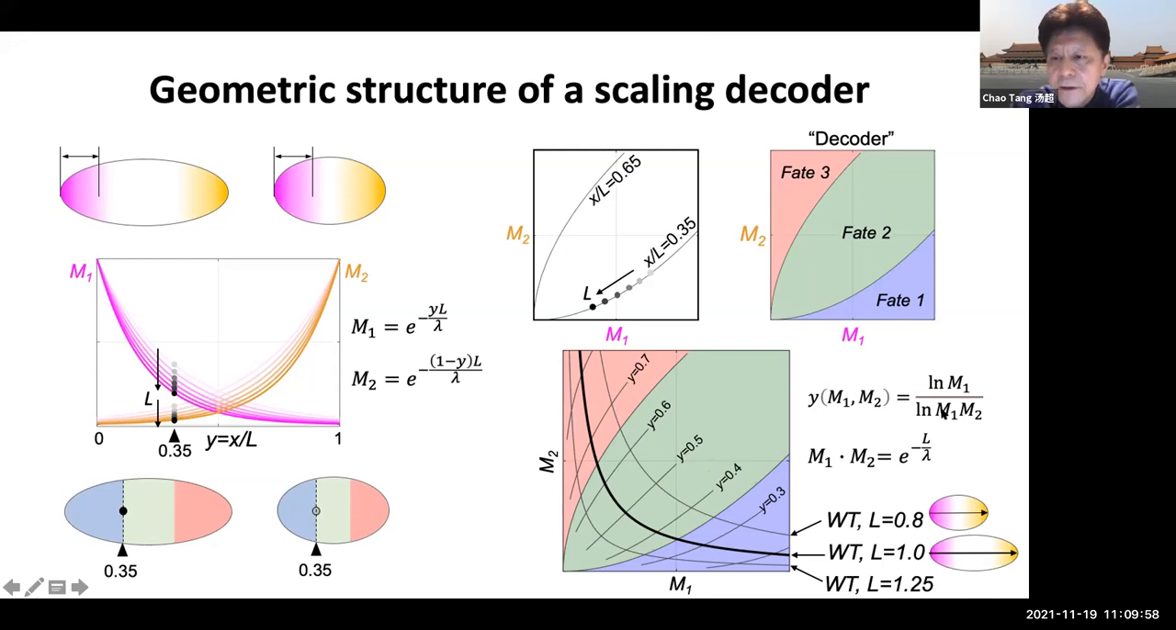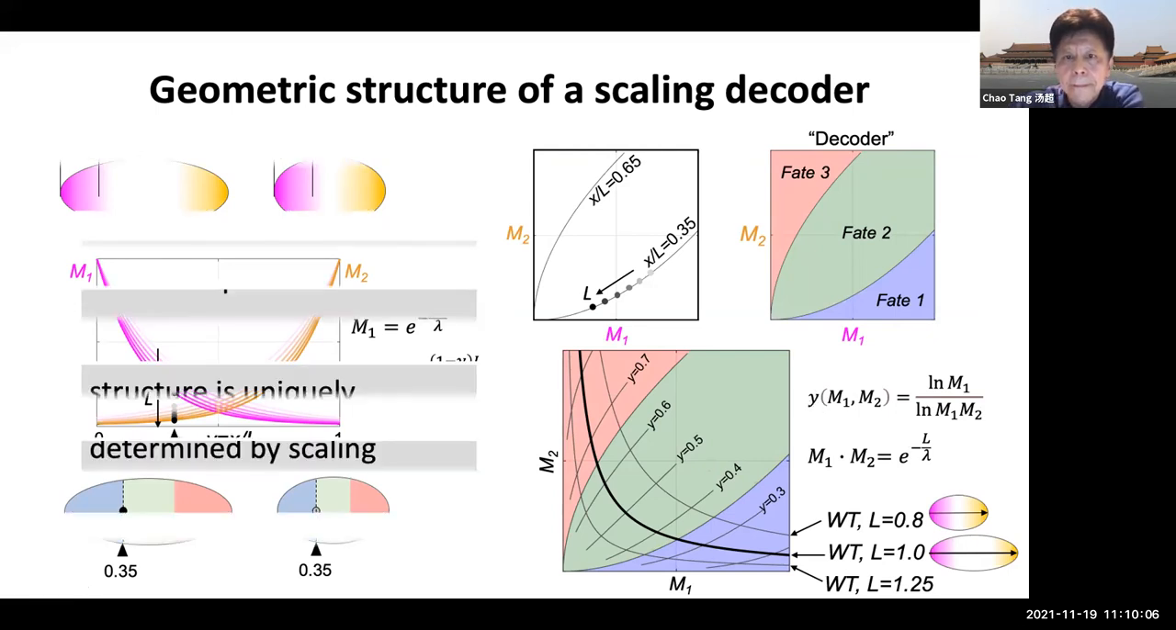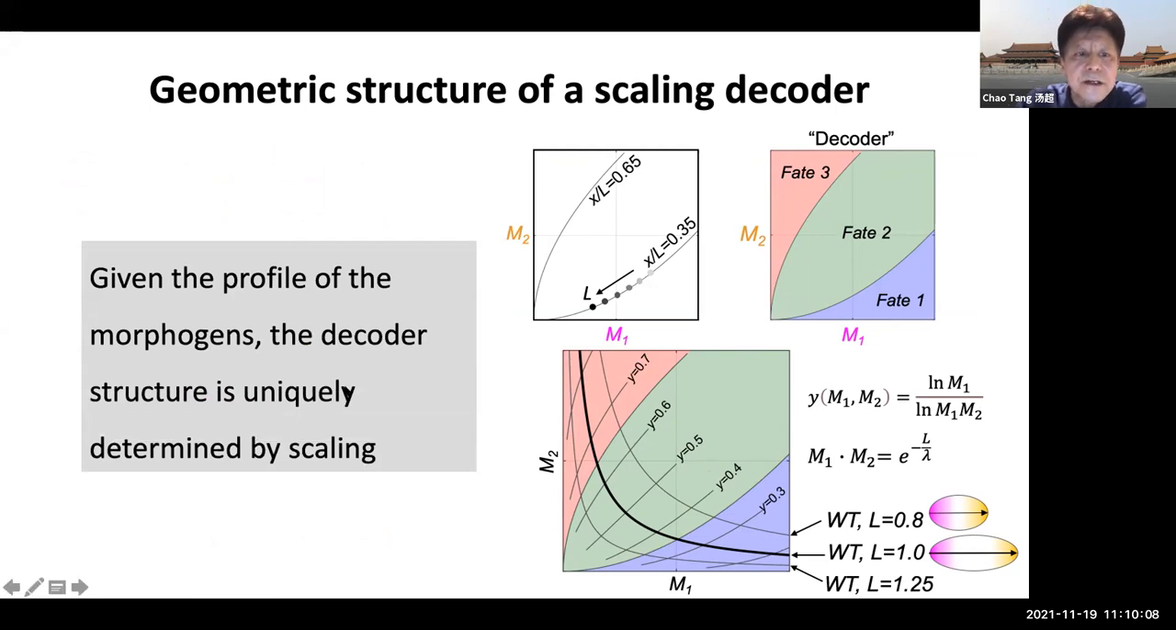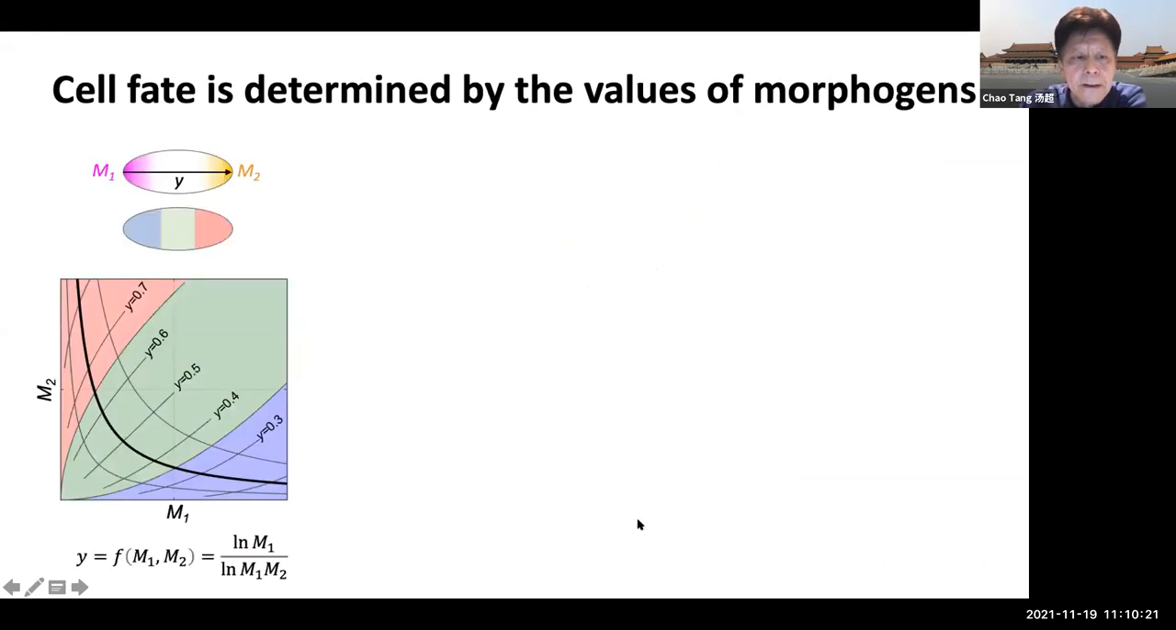value of a morphogen value. So it will determine uniquely a cell fate. Okay, so this is to say, given the profile of the morphogens, in this case two exponentials, the decoder structure is uniquely determined by scaling this structure. And this is the same map I plotted here.